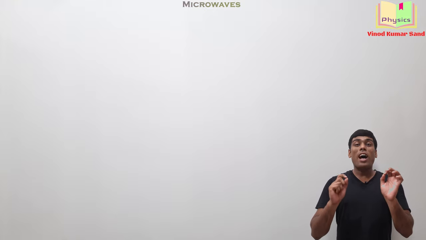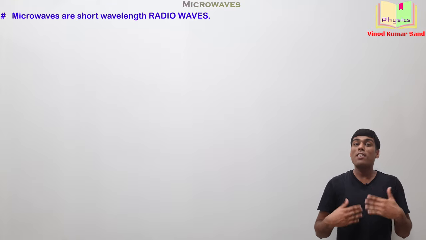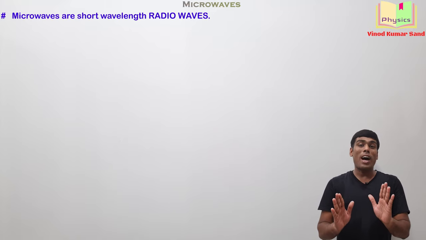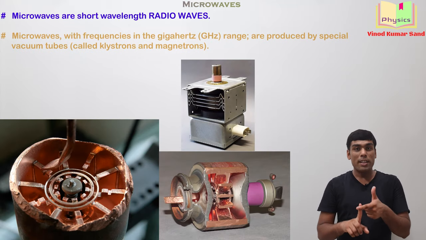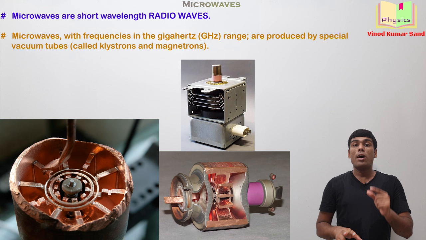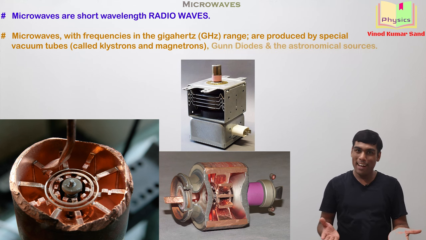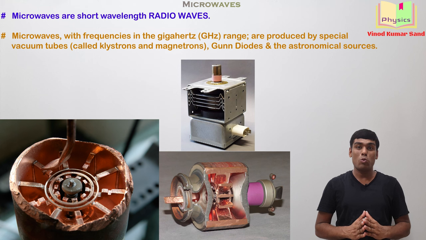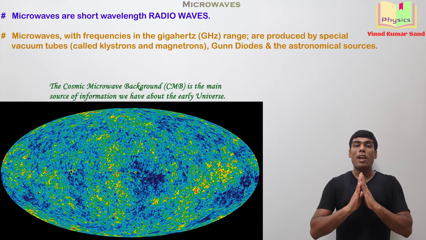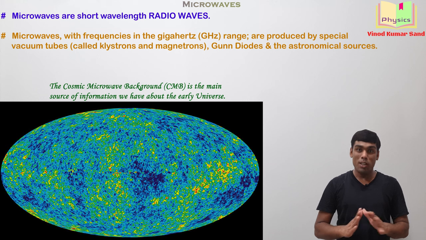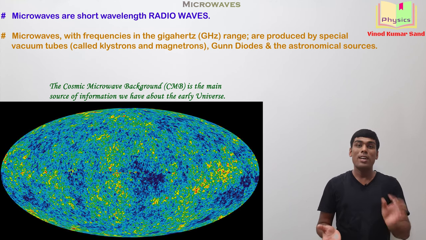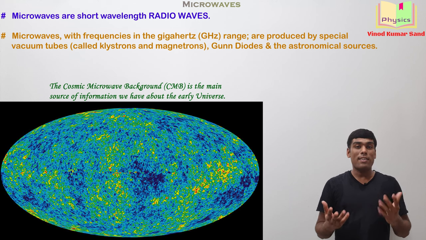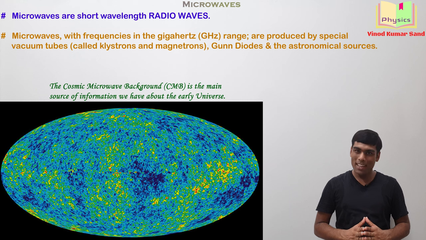The microwaves are also known as the short wavelength radio waves. Microwaves are produced by the artificial sources such as special kind of vacuum tubes, the magnetron or the klystron. Microwaves are also produced by the gun diodes, and there are the astronomical sources. In the Big Bang, a large amount of microwave was produced, and it's yet observable in the entire universe. The astronomers call it cosmic microwave background, CMB, and using it they estimate the age of the universe.